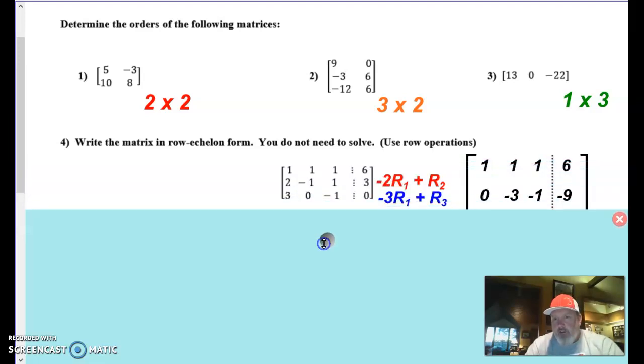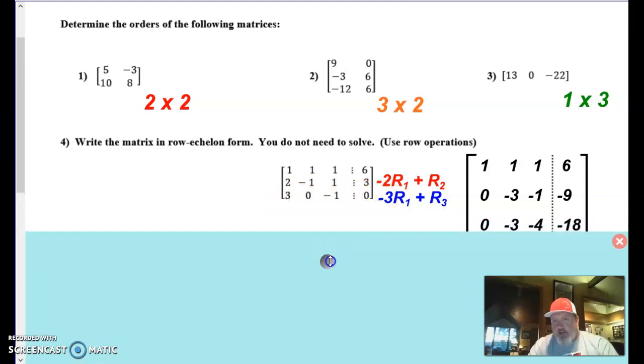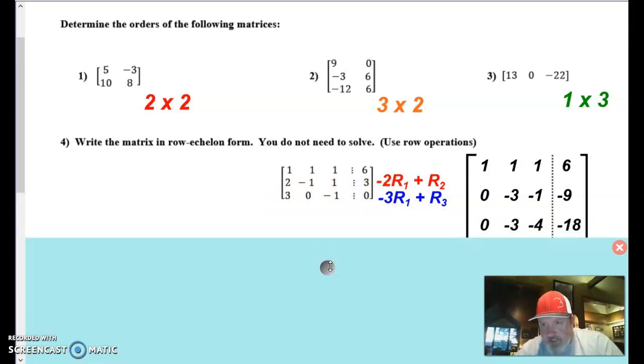All right, write the matrix in row echelon form. So you can see this is an augmented matrix. We got our x, y, and z's, and then we have what each equation equals. So they didn't ask us to write equations, but if they did, this would be x plus y plus z equal to 6. We want to get this into row echelon form, so I need zeros here. So I am going to take the top row times -2 and add that to row 2. And I am going to take this top row times -3 and add it to row 3. When I do that, there's the result that I get.